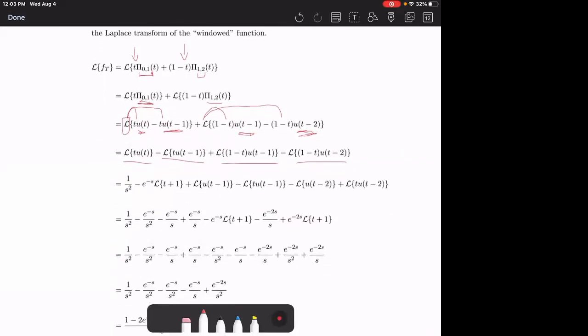So the Laplacian of t times u of t is 1 over s squared. The Laplace of t times u of t minus 1, well, remember that's when you're looking at things of the form g of t times u of t minus a. And that rule states that it's going to be e to the negative s times the Laplacian of t plus 1. Here we have the Laplacian of 1 minus t times u of t minus 1. That's going to give us the Laplacian of u of t minus 1.